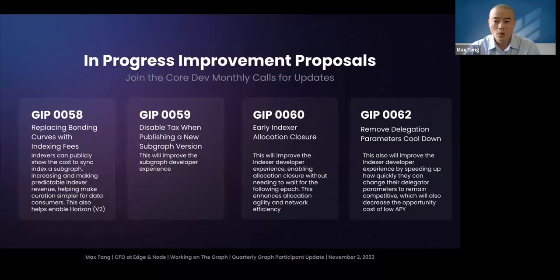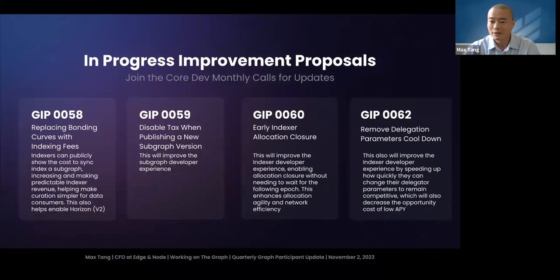This quarter, we have four Graph Improvement Proposals that are in the process of getting feedback from the community. GIP 58 is to replace bonding curves with indexing fees. This is to address the indexer and data consumer coordination problem in the decentralized ecosystem. As you know, we've been using a mechanism called curation with an embedded bonding curve to achieve this coordination. This mechanism, unfortunately, has many observed inefficiencies, such as cognitive overload. This GIP aims to overhaul the current mechanism.